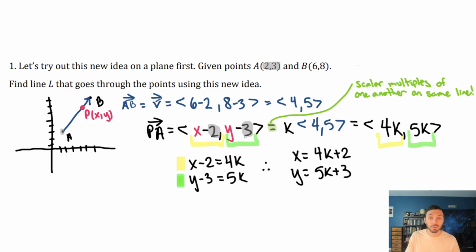So what we can do thereafter, just doing a little multiplication with the scalar, this is 4k and 5k. I would know that x minus 2 is equal to this 4k, and y minus 3 is equal to this 5k. Set them equal to one another, and you can say k is like t, like a time component. You end up getting x is equal to 4t plus 2, and y is equal to 5t plus 3.